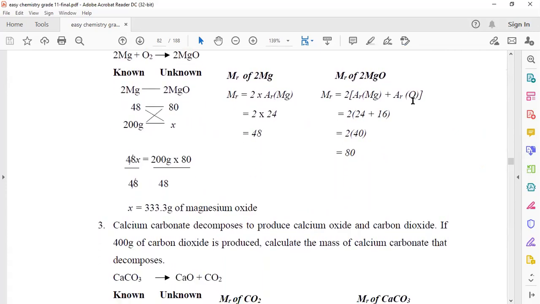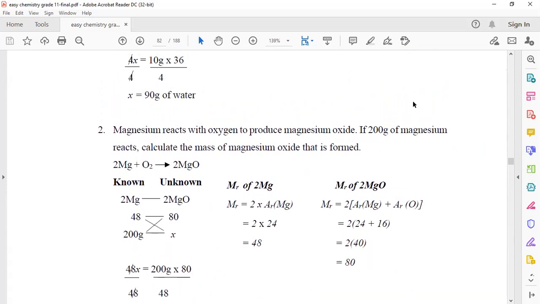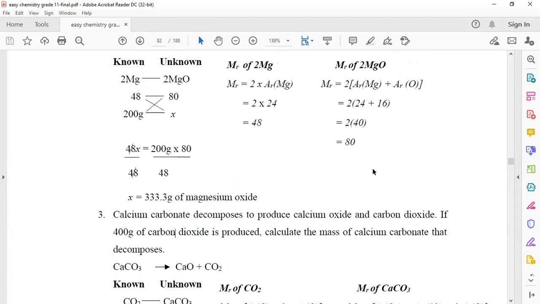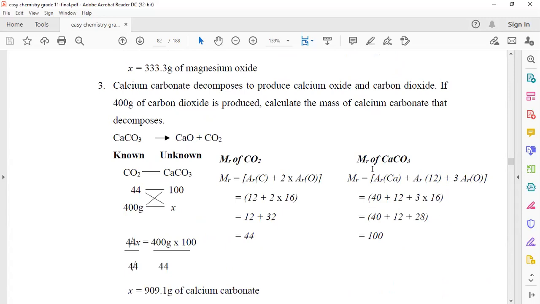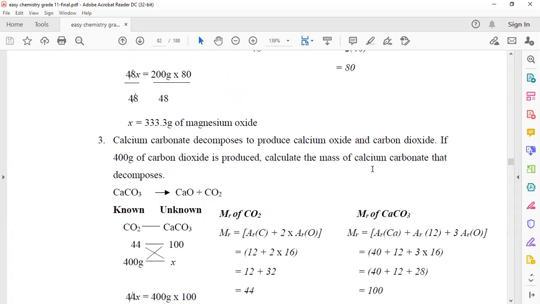So this is 200, this will give us 80. So we used 80 by 200, so we get 333.3 grams. So this is what we're supposed to get. I think I overlooked the 0 somewhere. So this is how we calculate, simple and straightforward. We can look at a lot of examples and find that it is the same procedure.